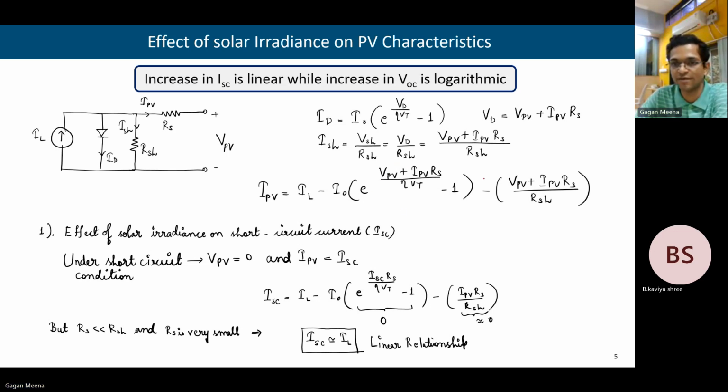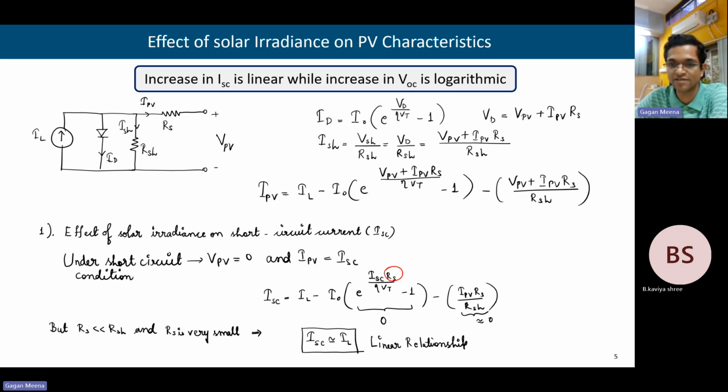Under short circuit, the PV voltage across the terminal becomes 0 because we are short circuiting it. And if we short circuit this, then IPV is equal to the short circuit current, because there is only one branch and these two are the same. If we substitute these two values, then we will get this.